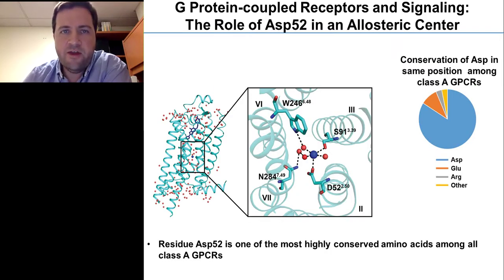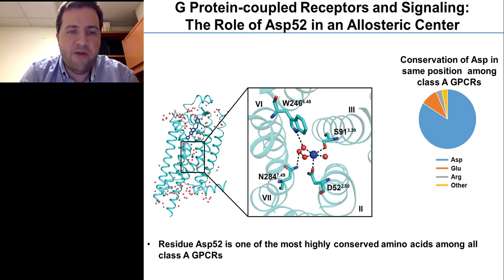Now, to get at this question of how signals are propagated through the receptor, there's a second clue that we wanted to focus on: the role of a particular residue in an allosteric center. This is aspartic acid 52. On the left is a crystal structure, a high-resolution 1.8 angstrom crystal structure of the human A2A receptor. And you'll see all these red spheres. The red spheres are crystallographic water.